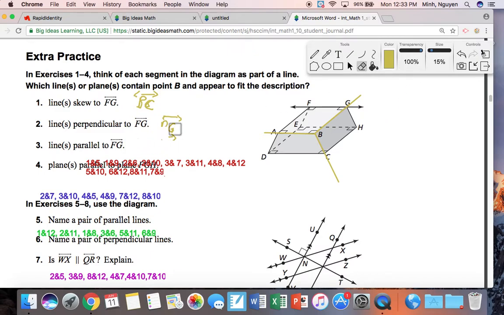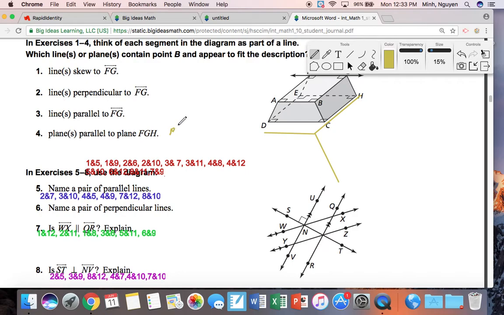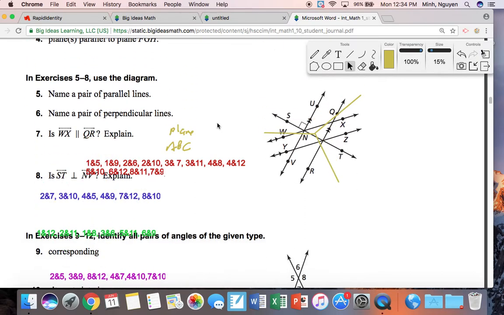And erase those now and move down. Let's see. Parallel to plane FGH, plane ABC. Why is it not plane BGH? Because BGH intersects with FGH at line GH, and we want parallel planes, planes that will never touch. Okay.